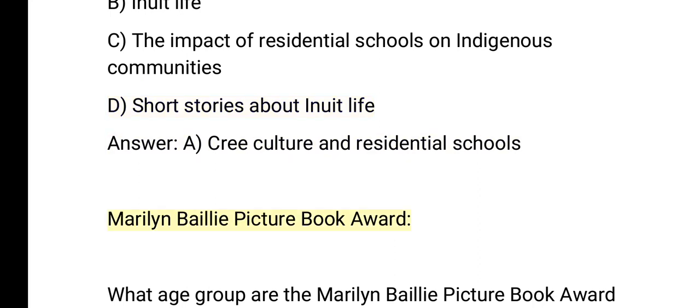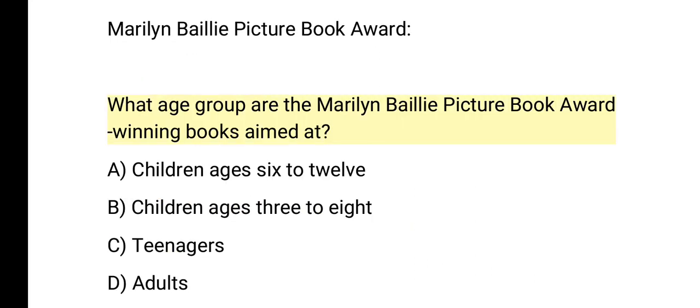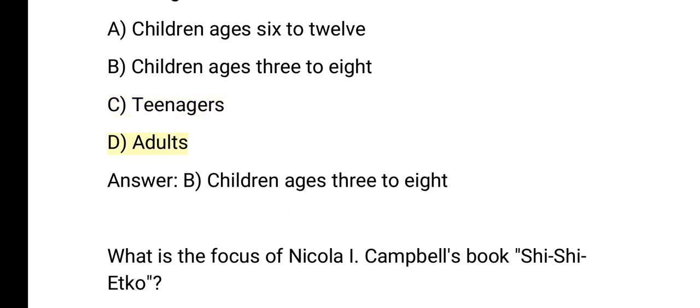Marilyn Baillie Picture Book Award. What age group are the Marilyn Baillie Picture Book Award winning books aimed at? A. Children ages 6 to 12. B. Children ages 3 to 8. C. Teenagers. D. Adults. Answer: B. Children ages 3 to 8.